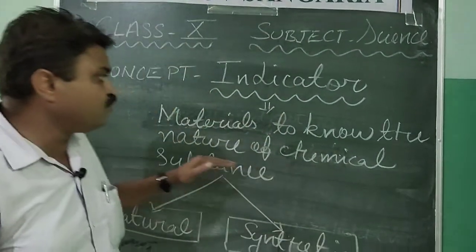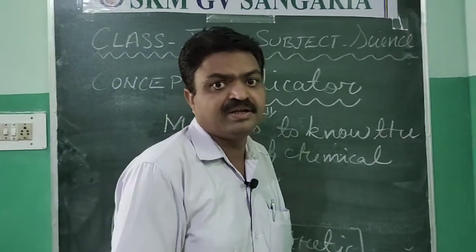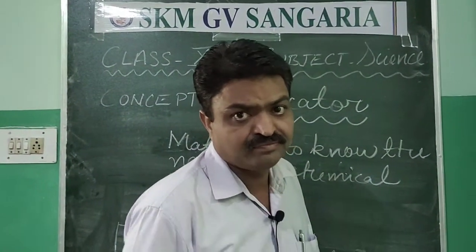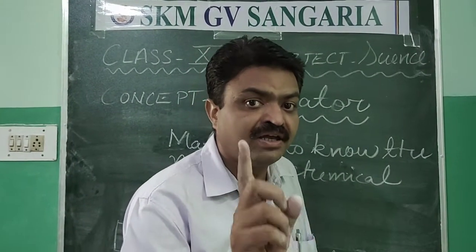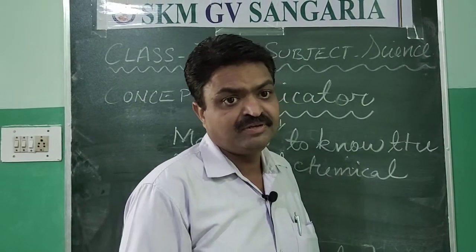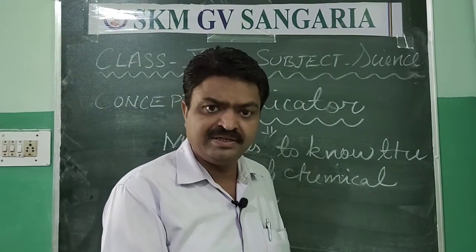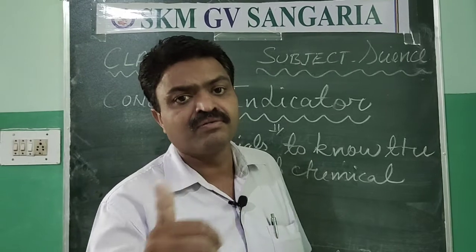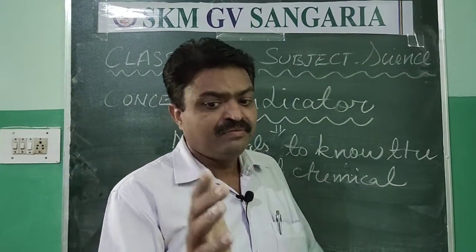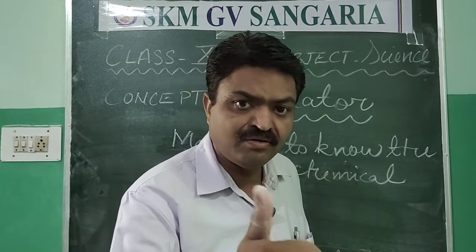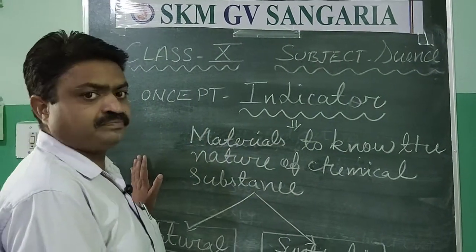Now, what is the use of the indicators? With the help of the indicators, we can know the nature of the chemical substance, what type of nature they have, acidic, basic or neutral. Means their nature we can know with the help of indicators.